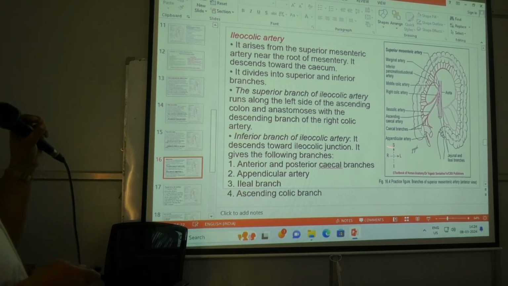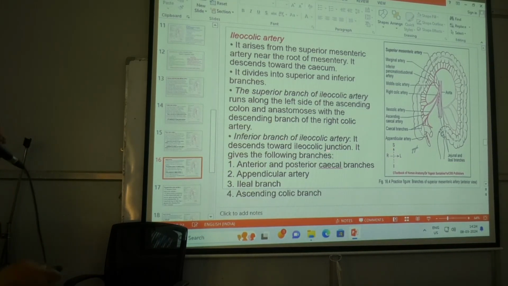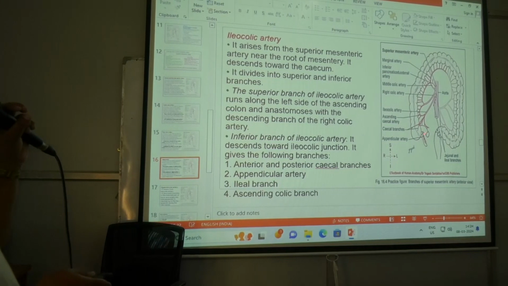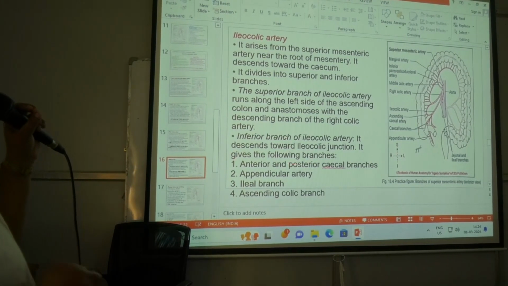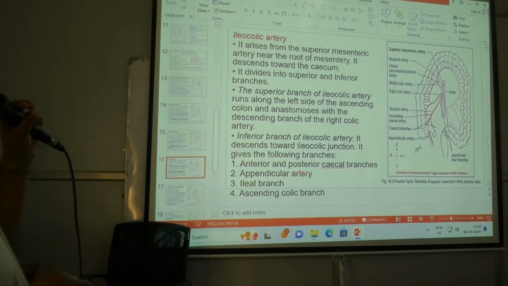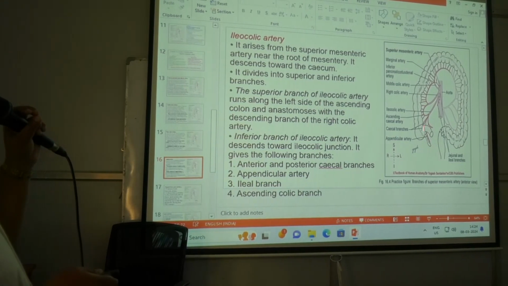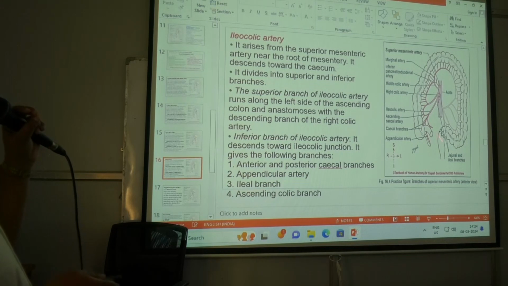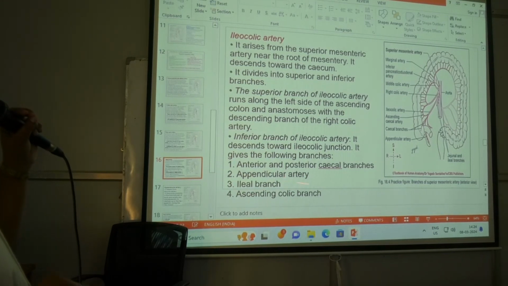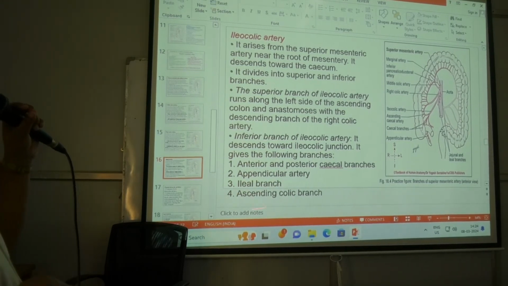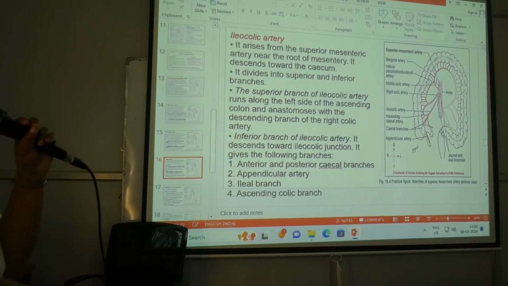An inferior branch of ileocolic artery descends towards the ileocolic junction. Here is the ileocolic junction. It gives these branches: anterior and posterior cecal arteries, appendicular artery, ileal branch, and ascending colic branch. All these are branches from this inferior branch of ileocolic artery.